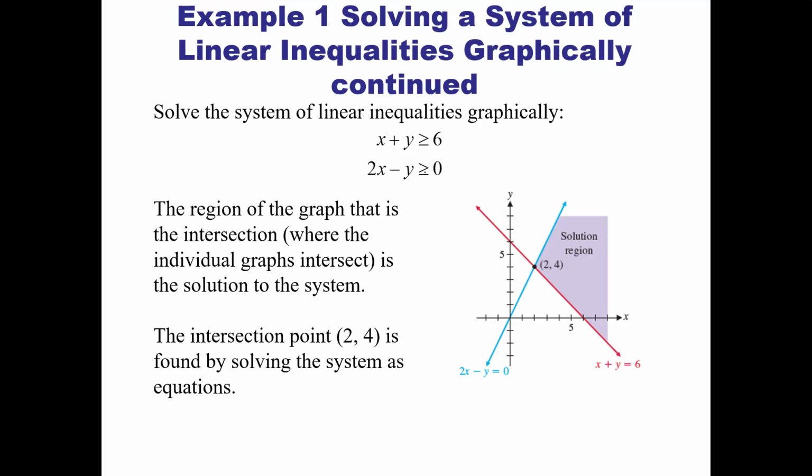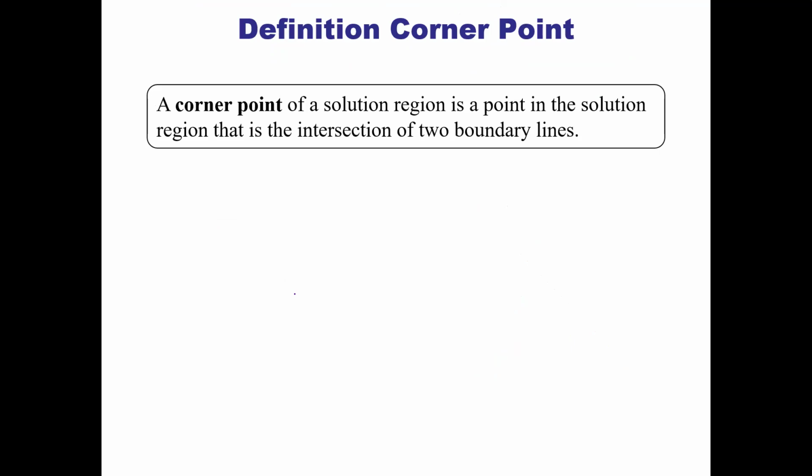Okay, now it says you can solve it by solving the system of equations. You also can plug it in your calculator and graph and solve it that way. And that's going to be another way to do it, is we're going to use our calculators to find these points. All right, so the corner point of a solution region is a point in the solution region that is the intersection of two boundary lines.